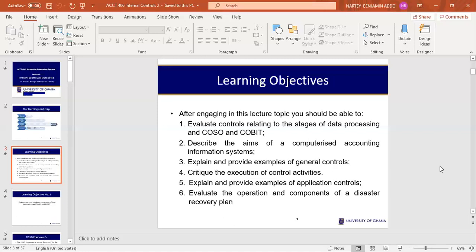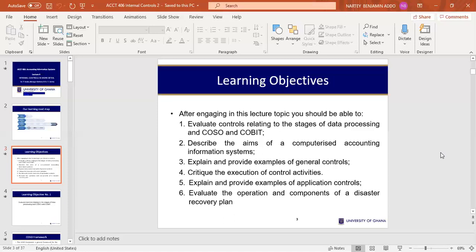So critique the execution of control activities, and then explain and provide examples of application controls. So as I've just explained, we have 2 types of IT controls. So we also look at examples of application controls, and then evaluate the operation and components of a disaster recovery plan. Like we studied in our last lecture, IT governance involves 3 key elements, right? The IT infrastructure, the physical computer governance, and then the disaster recovery plan.